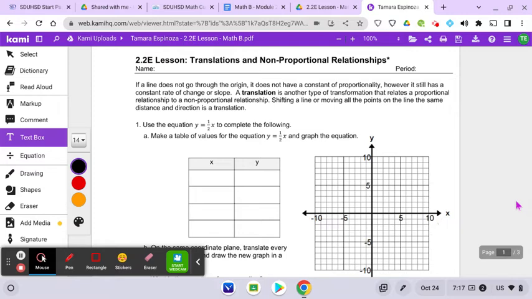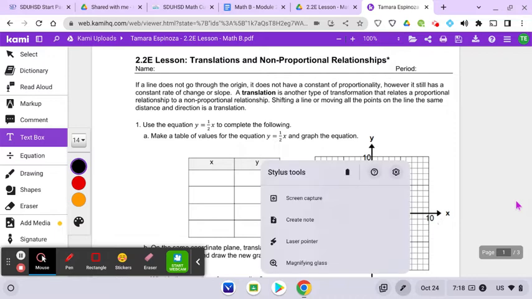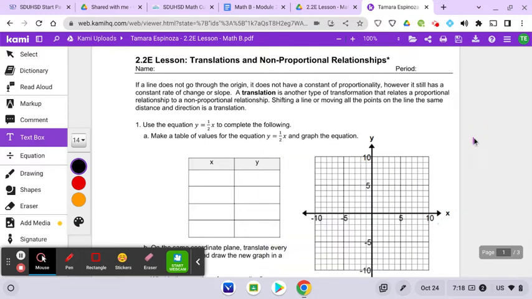If a line does not go through the origin, it does not have a constant proportionality. However, it still has a constant rate of change or slope. A translation is another type of transformation that relates a proportional relationship to a non-proportional relationship. Shifting a line, or moving all the points on the line the same distance and direction, is a translation.